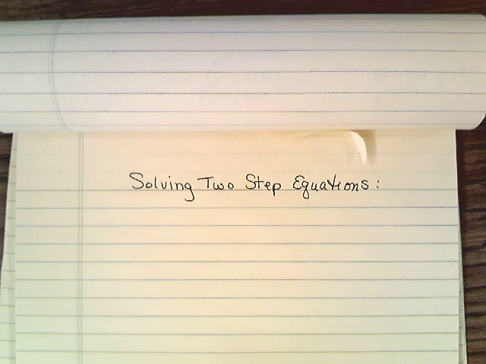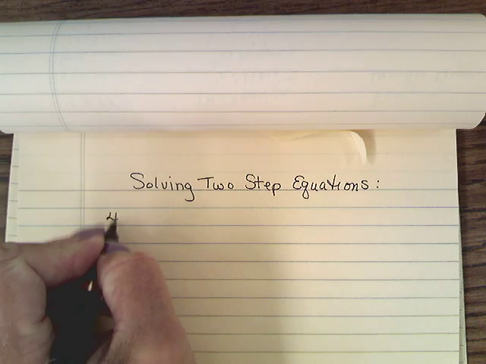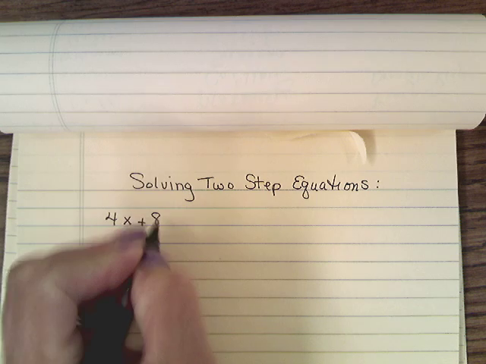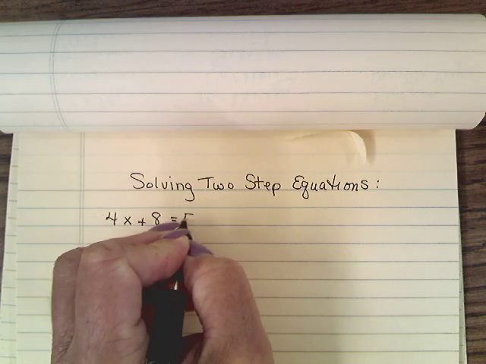Okay, today we're going to talk about solving two-step equations. Now the goal is still the same. You want to isolate that variable on one side of the equal sign. So we're just going to jump right in with an example. So we have 4x plus 8 is equal to 56.